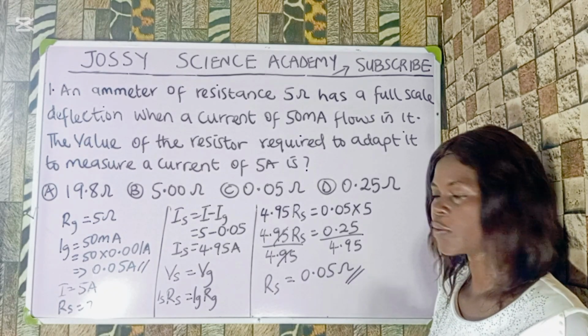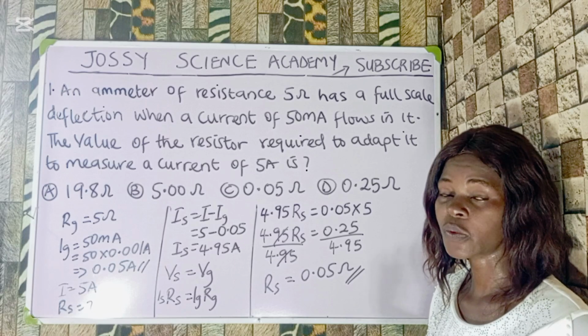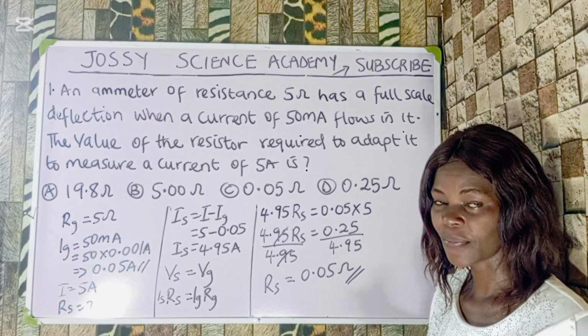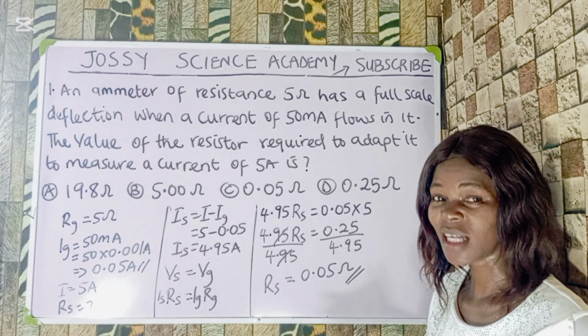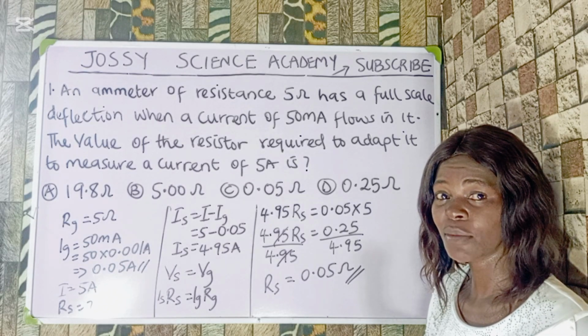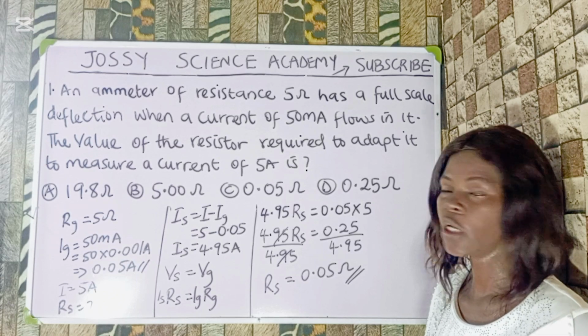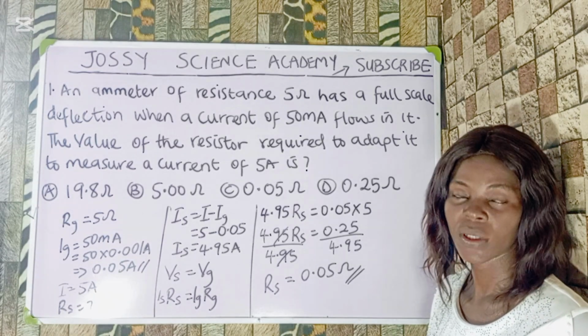Now in this question, what I did was that the current flowing through this particular circuit, you have to subtract from it the one flowing through the galvanometer. So the rest will now move to the shunt. That is the only way this ammeter, which is the galvanometer, can start measuring as an ammeter. Now from what we have gotten so far, the correct option to this question is option C.